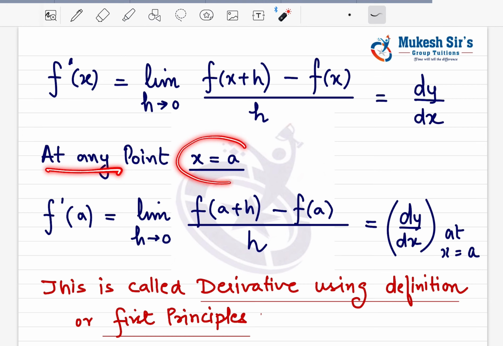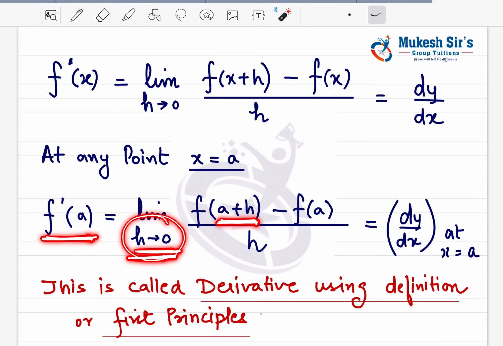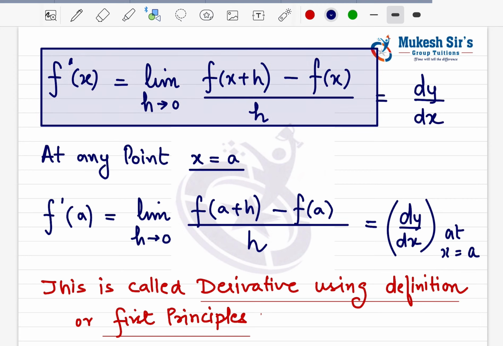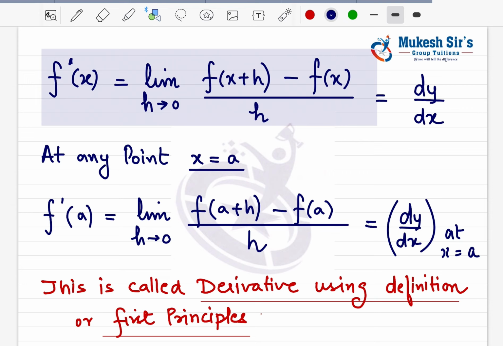Now if they say at any point x equal to a, so instead of x some value is given there, then you can put a there. The formula becomes f dash a is equal to limit h tends to 0 of f of a plus h minus f of a the whole divided by h, or it's written as derivative at x equal to a. So remember this formula thoroughly. That's the derivative using first principles. f dash x is equal to limit h tends to 0, f of x plus h minus f of x the whole divided by h.